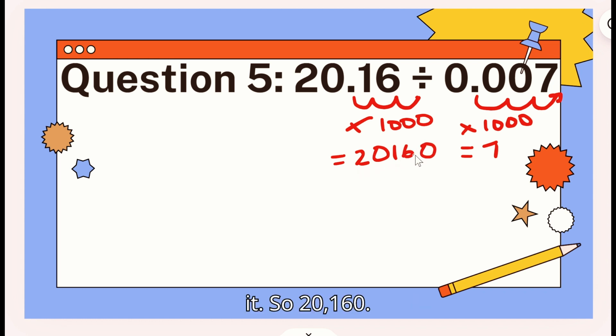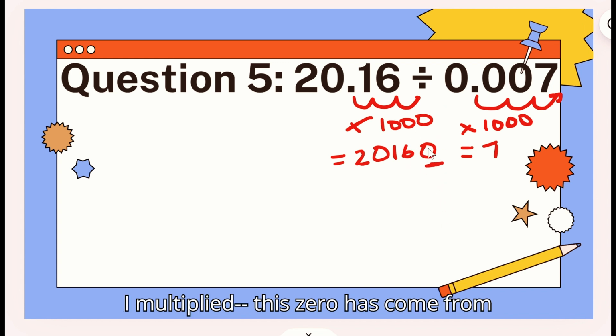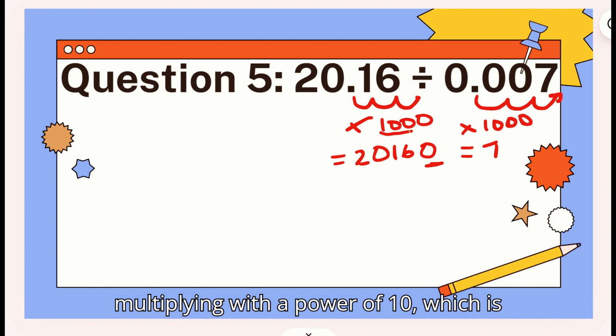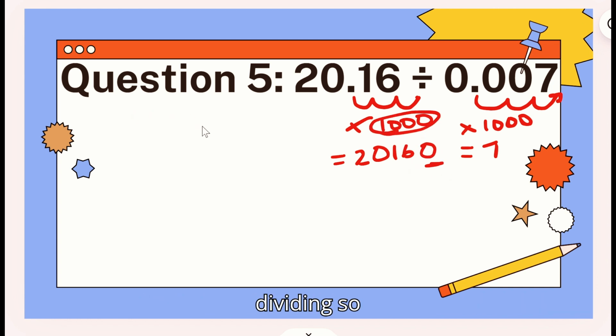So 20,160. Again, I can leave this 0 out because I multiplied. This 0 has come from multiplying with a power of 10, which is 1000. So I can leave this out when I'm dividing.